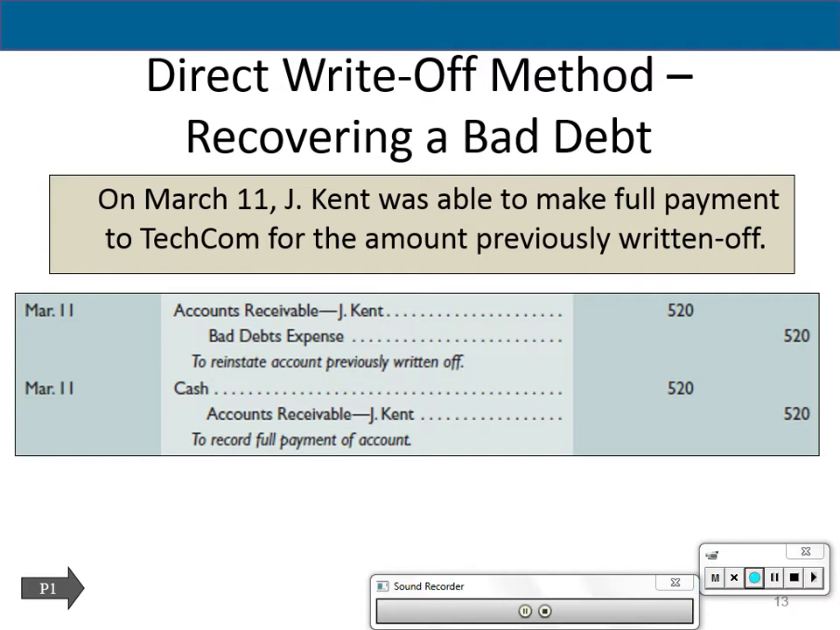And then he came back and paid it, so I had to create his accounts receivable all over again. And I had to take that money out of bad debt, and then I had to show that the cash has been received. Now I'm gonna tell you what this does.